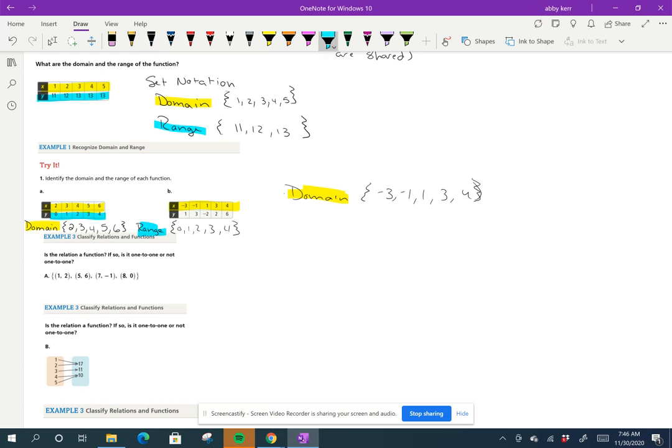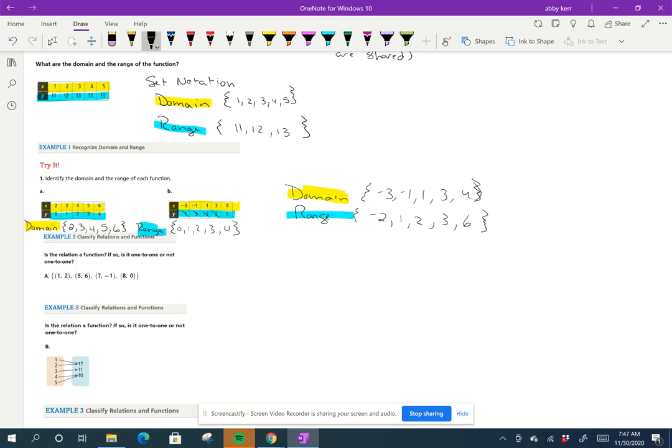And then my ranges, gotta be careful, they're not in order. So -2 is the smallest. I'm gonna kind of lightly cross it out so I don't forget about them. Then 1, then 2, 3, and then 6. So there you go.